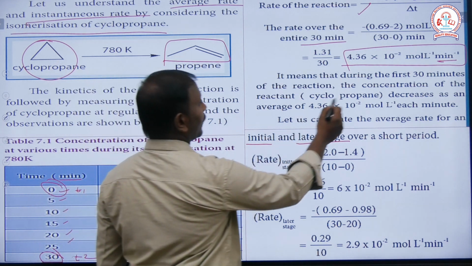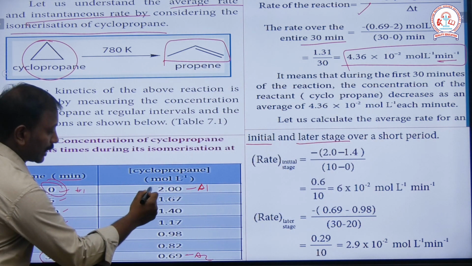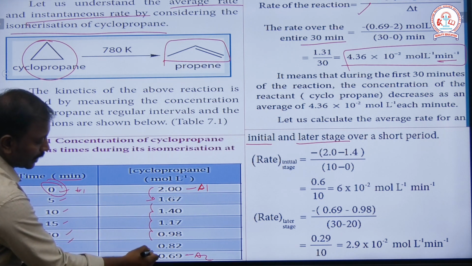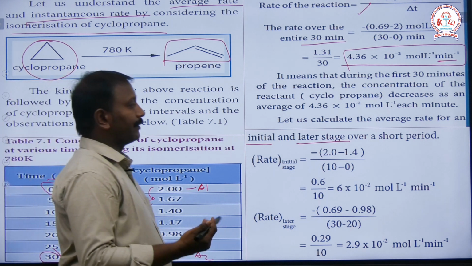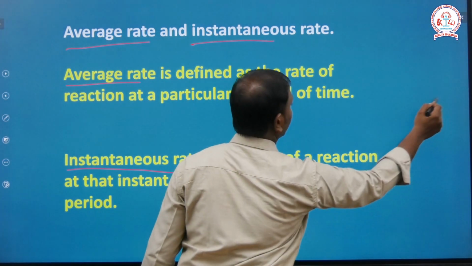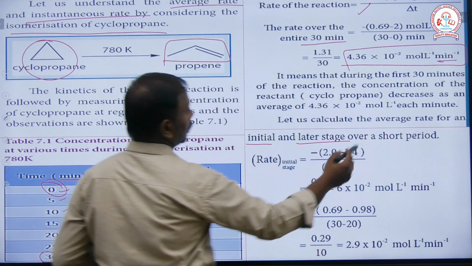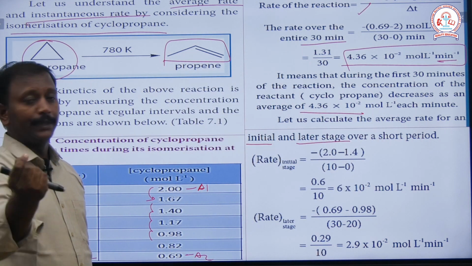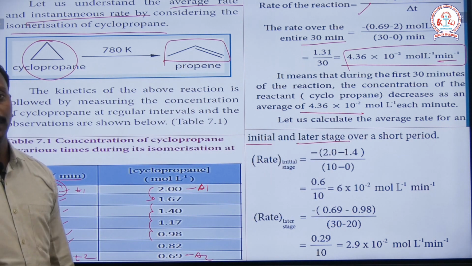In every reaction, initially the concentration changes with a drastic difference, and then it reduces to smaller changes. But on average, it decreases by 4.36 into 10 power minus 2 mole liter inverse per minute. Each minute it decreases by 4.36 into 10 power minus 2 mole liter inverse.